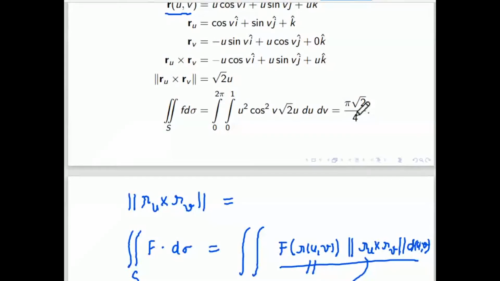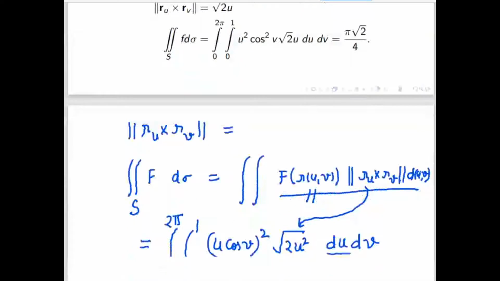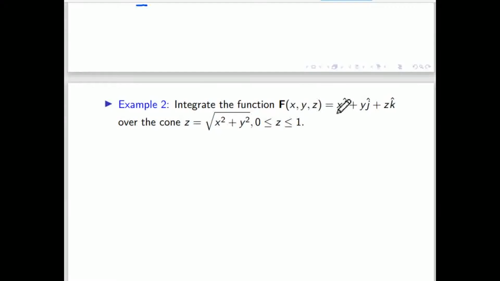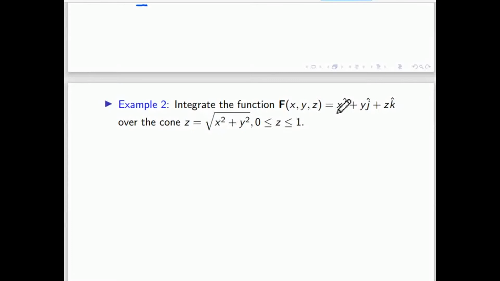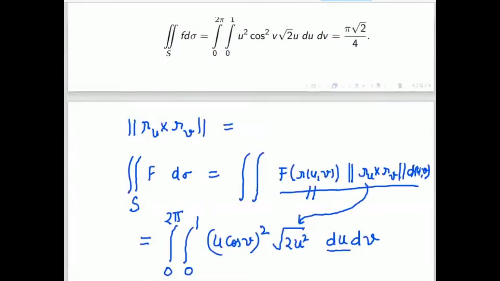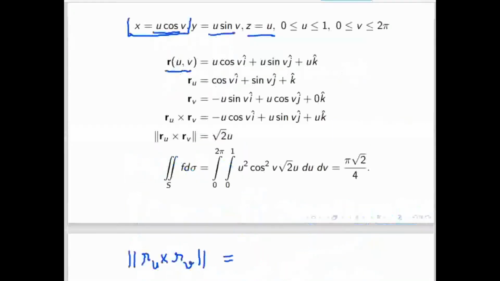Now here in the second question, the same cone is given, but instead of this f, it is a vector, not a scalar. Previously it was x square, but now it is a vector. So in this case, we will do again the same thing. Ru cross rv came; I am not doing it again since we already did it for this cone. So the value of ru cross rv came this one: minus u cos v, minus u sin v and plus u.